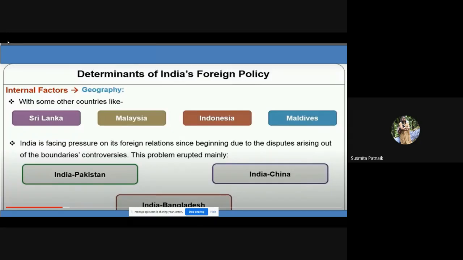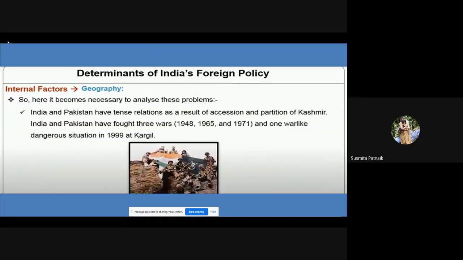So this is the dispute that arises or is related with these countries from time to time.